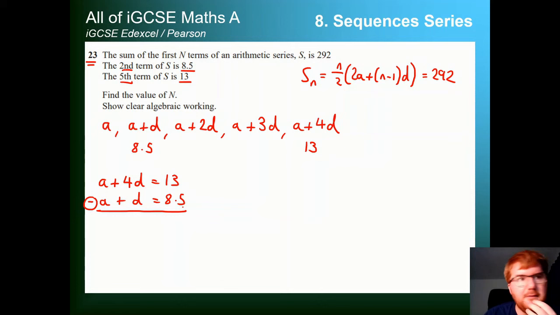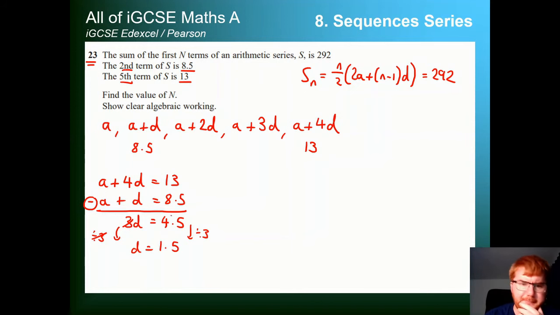You've seen this many times in the equations part. A minus a disappears. 4d minus d is 3d. And then we do 13 minus 8.5. This seems very silly to do on the calculator, but I recommend just double checking things. Yeah, there's no reason why not. That's equal to 4.5. And then we want to get d on its own here, so divide by 3 on both sides. This cancels, giving us d is equal then to 1.5.